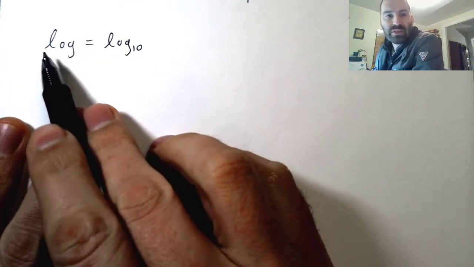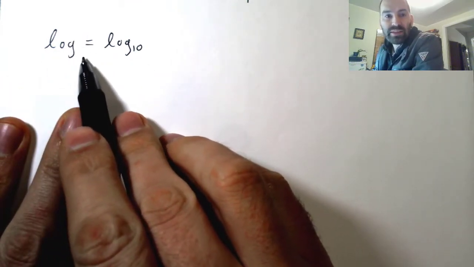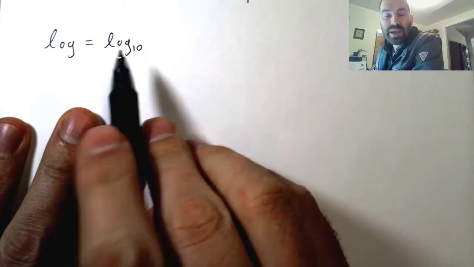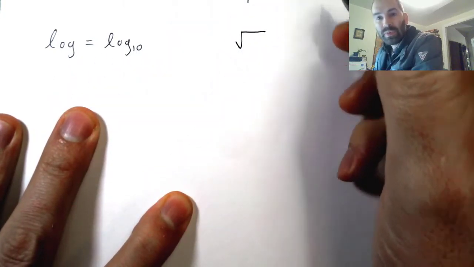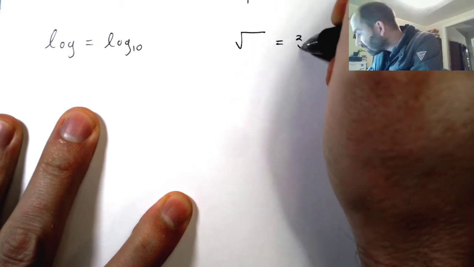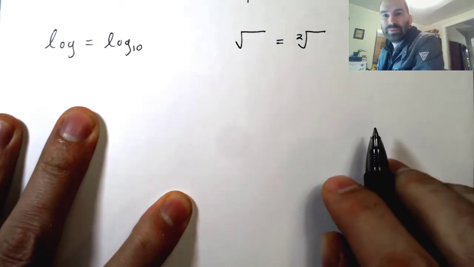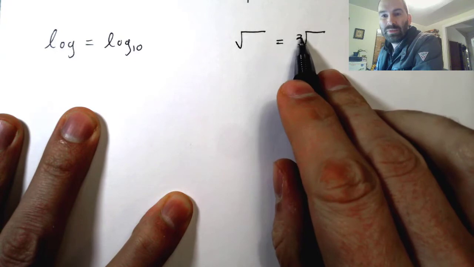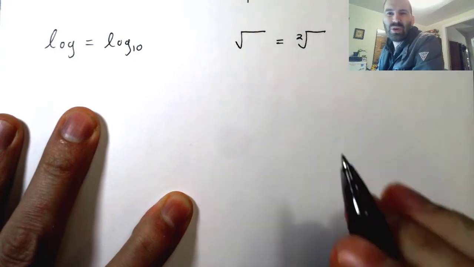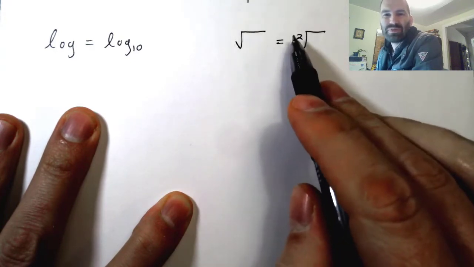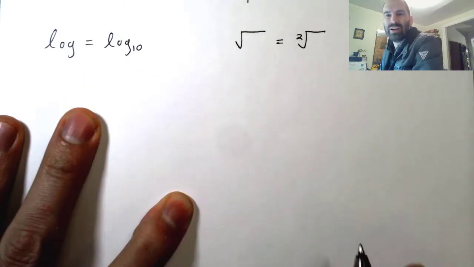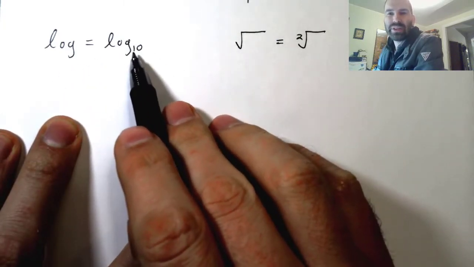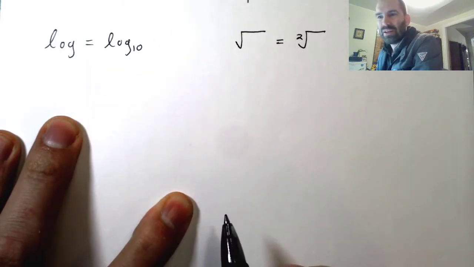Almost always, if someone writes log without a base, what they mean is base 10. It's just like when someone writes this symbol, what they mean is the square root. They don't write the 2, but that's what they mean. It's so commonly used that we get rid of the number so we can write it down quicker. Same thing's happening here. Log base 10 is so commonly used that we just don't bother writing the 10 anymore.